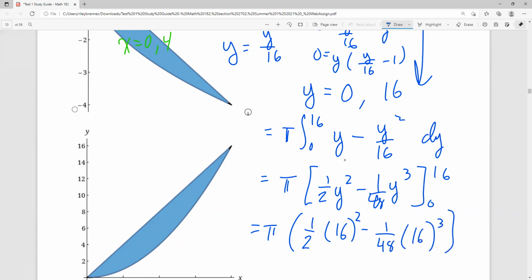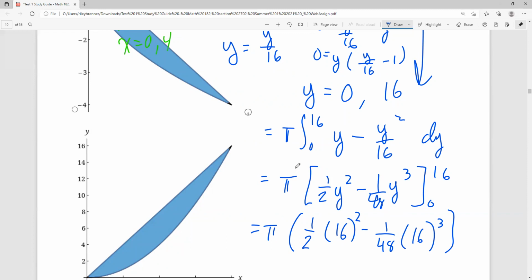If you guys are taking your exam on WebAssign, you can leave it like that. WebAssign does not care if you simplify it. So I'm going to leave it like that. If you want to calculate it for me, by all means.